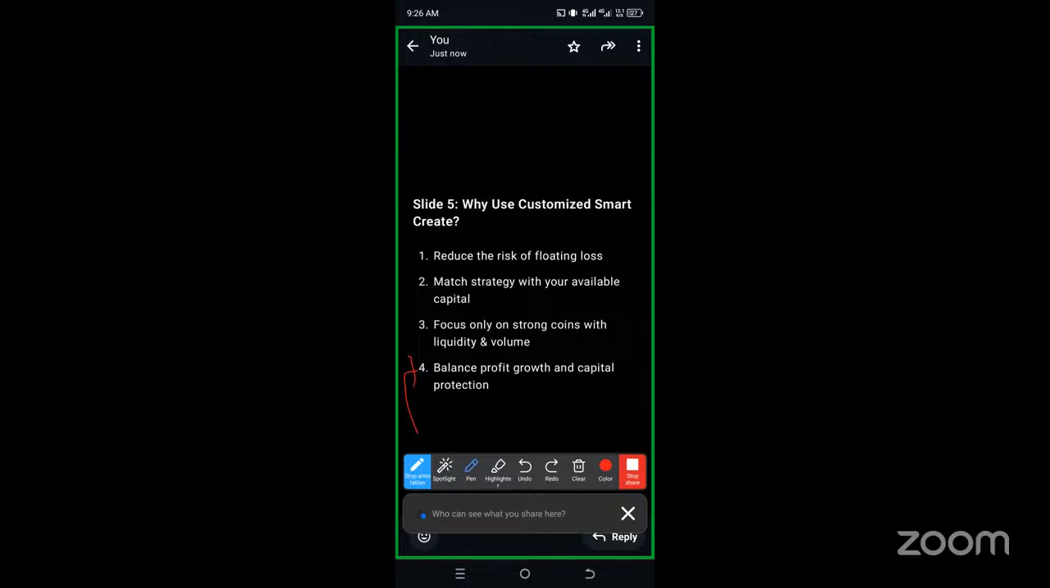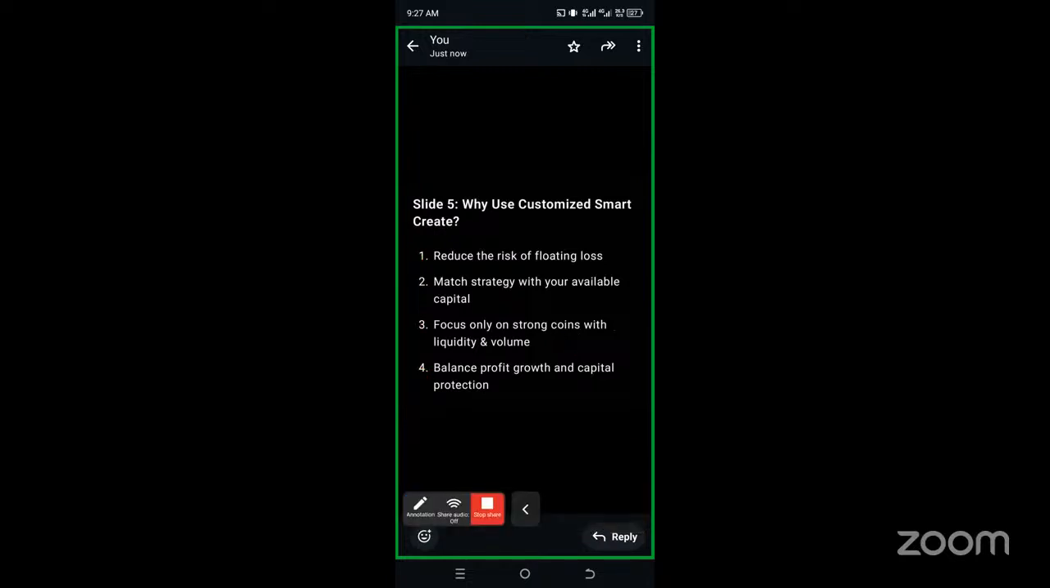We are looking at the importance of customized Smart Create. In other words, the question is, why do we use it? Number one, as I repeat, it reduces risk of floating loss. Two, it matches strategy with your available capital. Three, it focuses only on strong coins with liquidity and volume. These are Bitcoin, Ethereum, whatever. And four, it balances profit growth and capital protection.